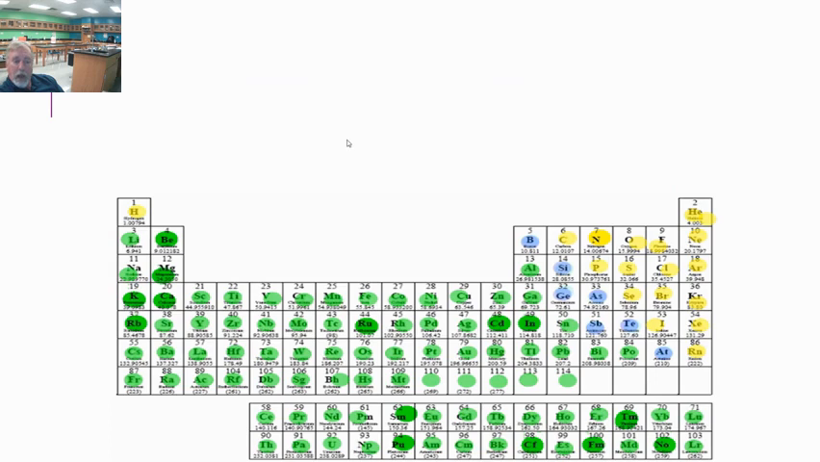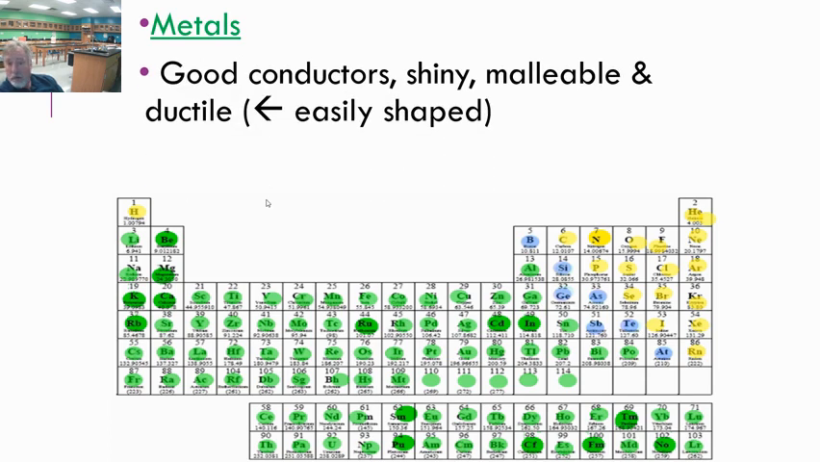Now, if you remember yesterday, I asked you to color in your blank periodic table. Remember our green was our metals. And what do we mean about our metals? Let's give you some characteristics about our metals. Metals are good conductors. We want to conduct electricity.